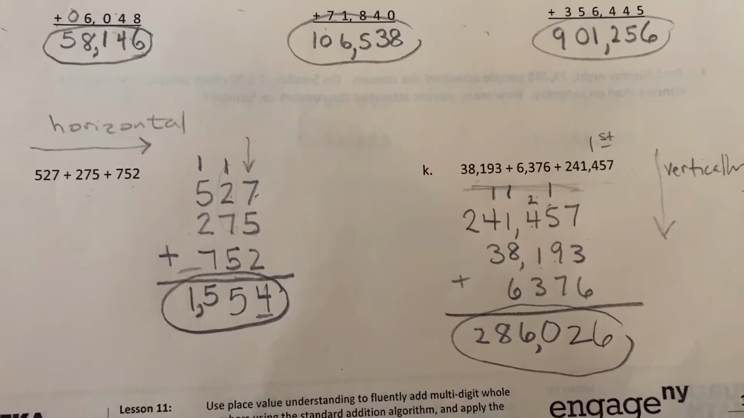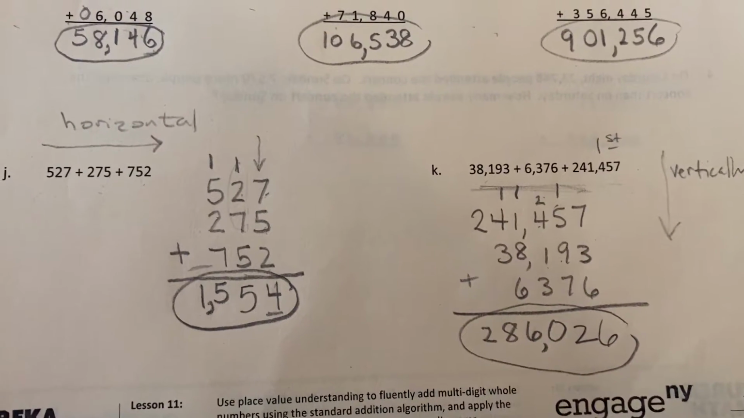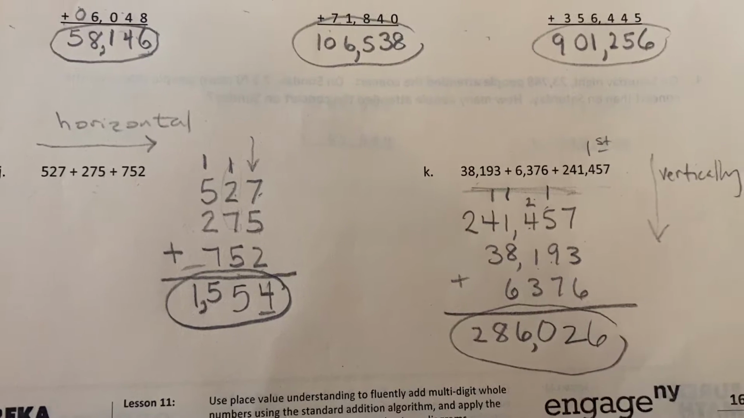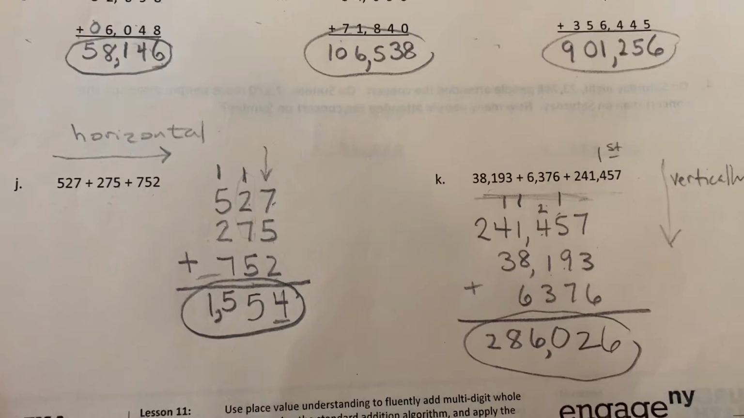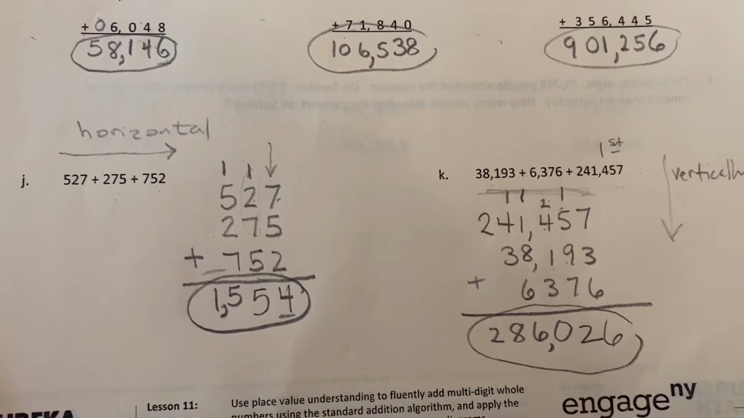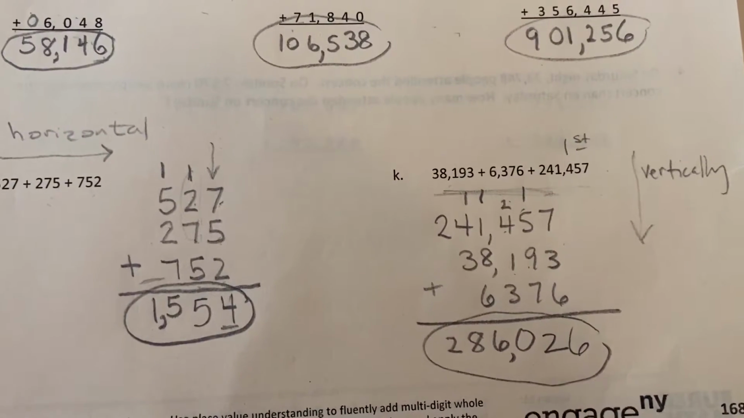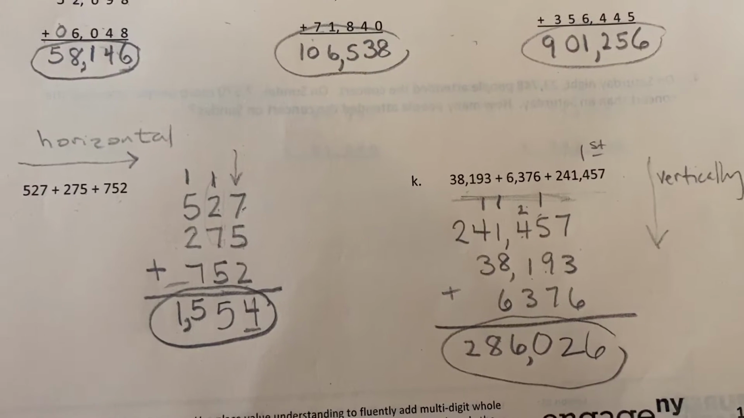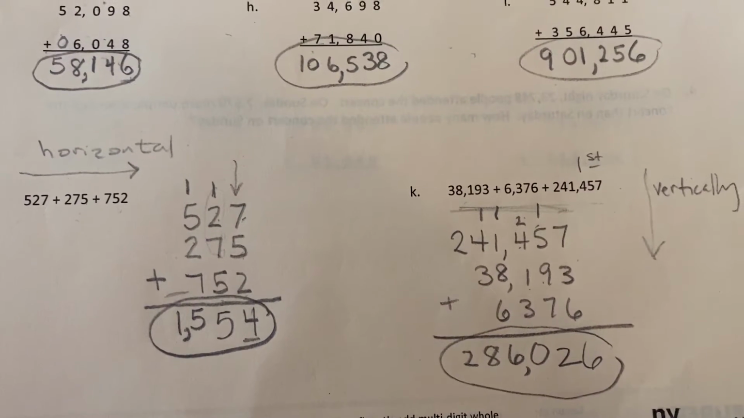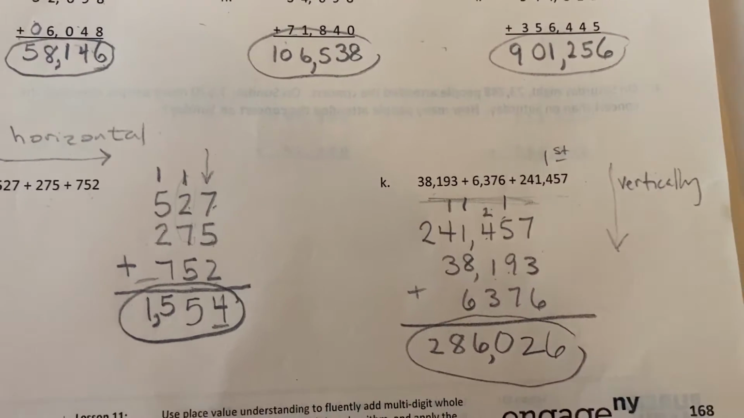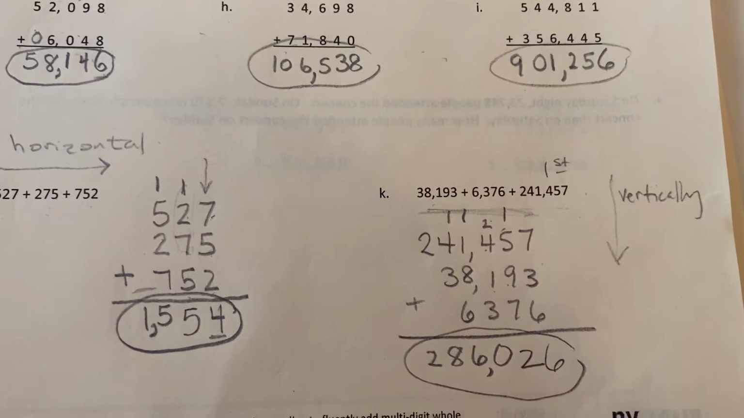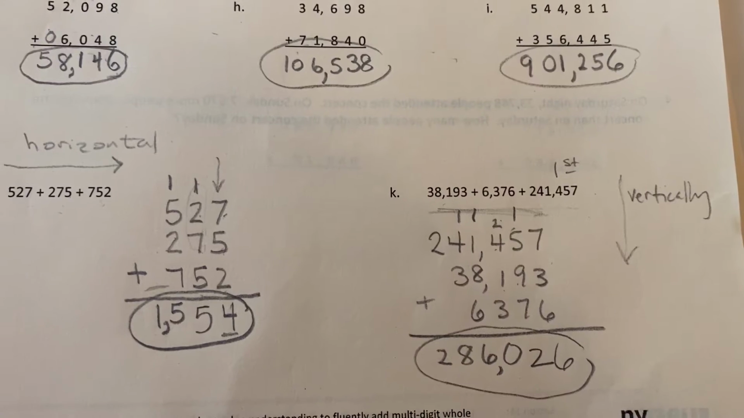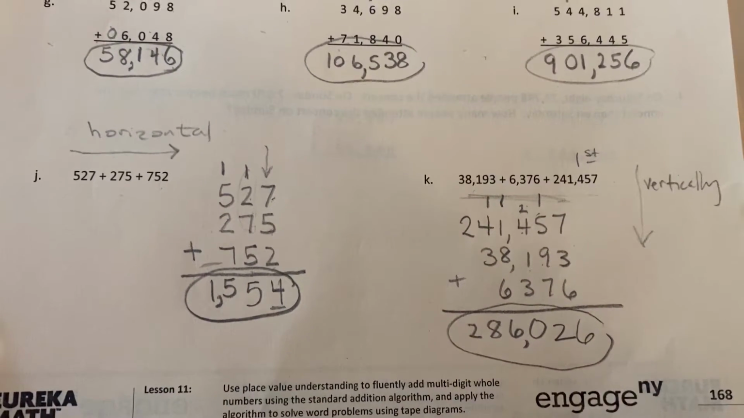I started off with 241,457 because that was the biggest number. And then from there, I neatly placed the other two add-ins under it. So part of the trick with letter K is simply aligning all the numbers by their proper place values. When you do that vertically, like I showed, you have a total of 286,026.